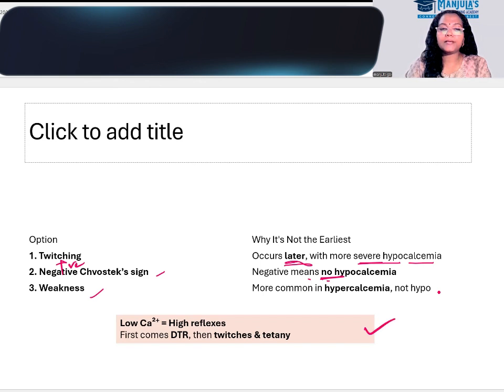Okay, so to quickly remember, low calcium means high reflex, and first is DTR or deep tendon reflex, then twitches and tetany. Okay, this is the order in which it appears, right?